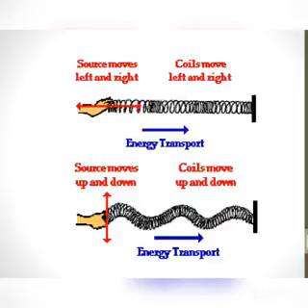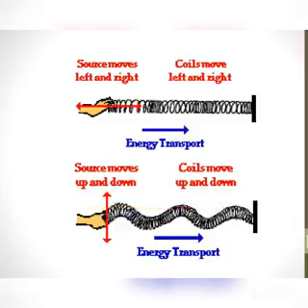Now let's describe the wave motion in the spring. The spring is fixed at this end, and it is moved forward and backward by moving your hand forward and backward. And the waves are produced in this. The source moves left and right, forward and backward. You can also say the coils move left and right. The coils of the spring are moving left and right.